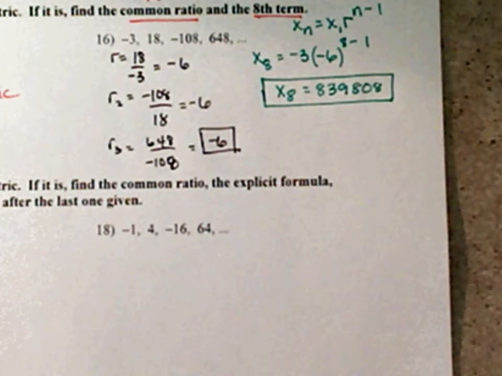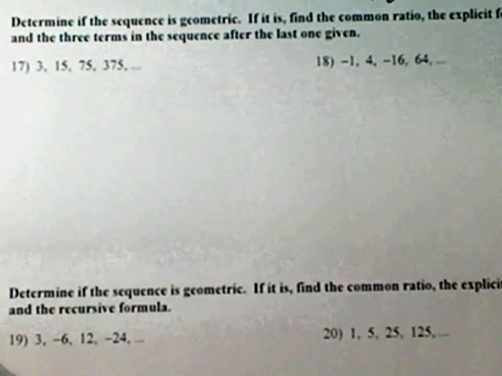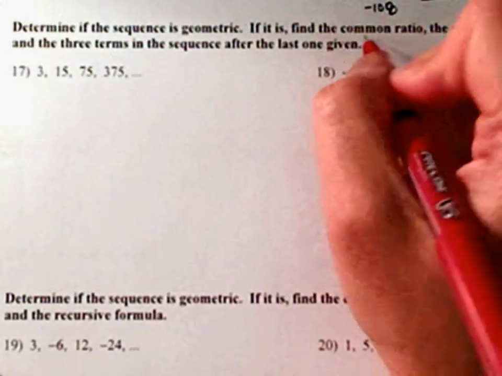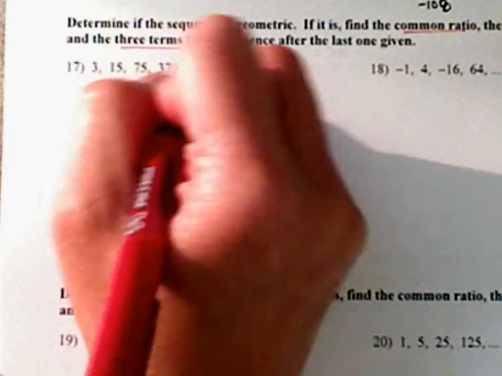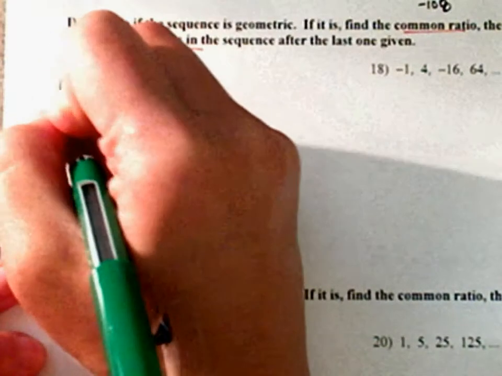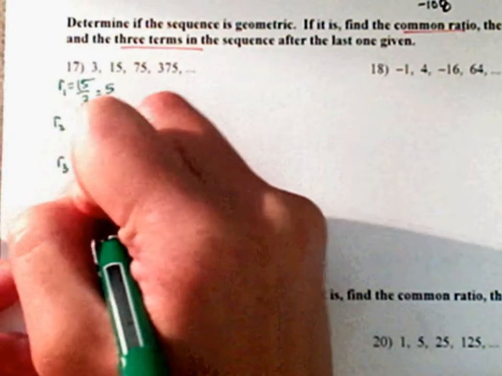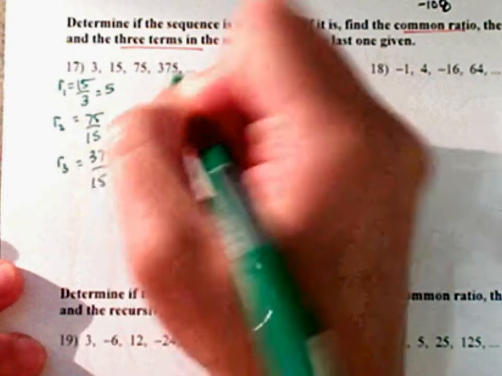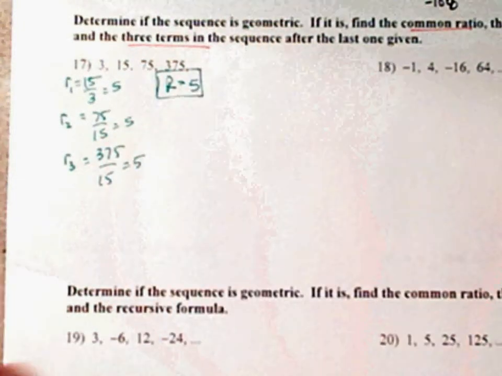Okay? All right. Let's go to number 17. Please read the directions. I cannot stress that enough. Make sure you answer all the questions. It says, determine if it's geometric. If it is, find the common ratio, the explicit formula, and the next 3 terms in the sequence. Okay, so 3 things you have to do. All right, let's find our R first. 15 divided by 3 leaves you 5. 75 divided by 15 leaves you 5. 375 divided by 75 leaves you 5. So R, big or little, doesn't matter, is equal to 5. There's my common ratio. Okay?